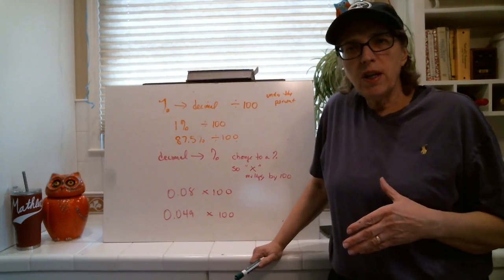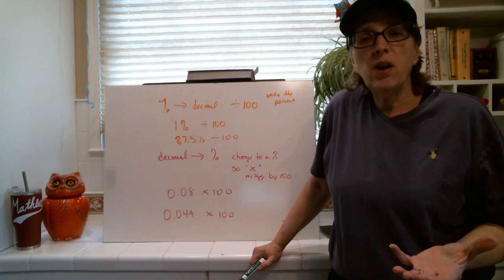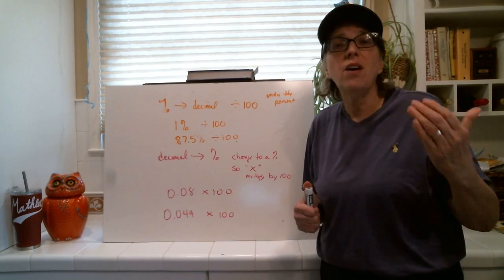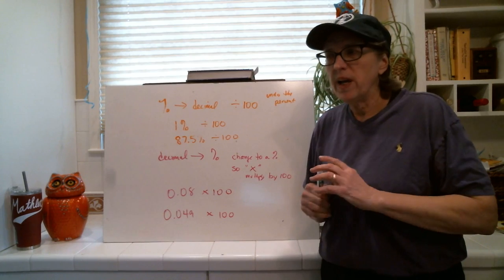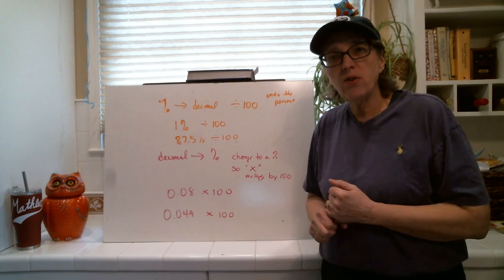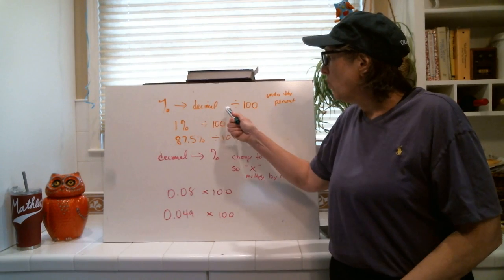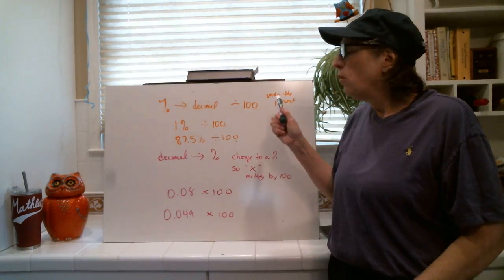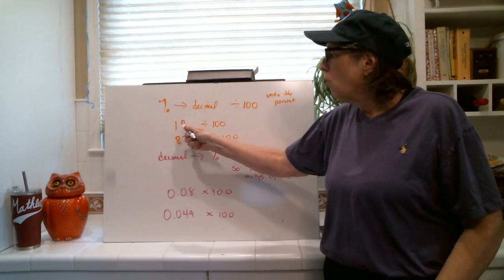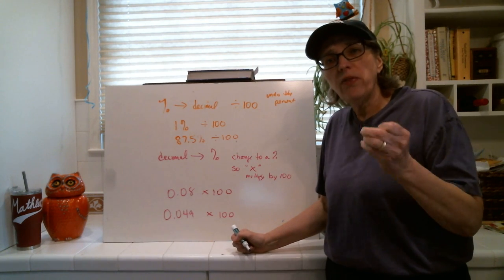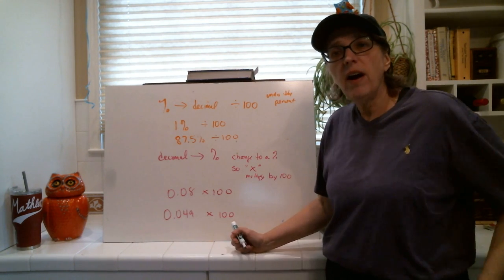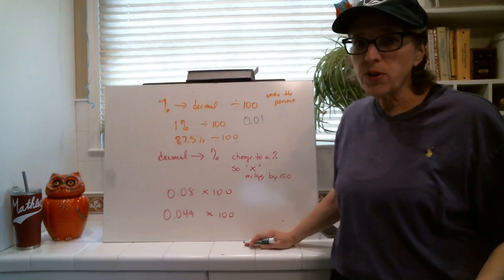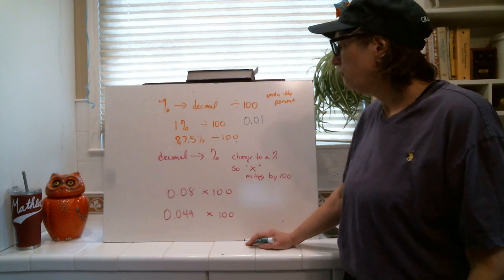When we change a percent to a decimal, we divide by 100. The easiest way to remember that is we want to get rid of the percent sign, and percent is based on 100, so we divide by 100. So percent changed to a decimal, you divide by 100. We're undoing the percent. So 1% divided by 100, if you put that in your calculator as 1 divided by 100, it's going to come out as 0.01. It's not a percent anymore. You're changing it to a decimal.